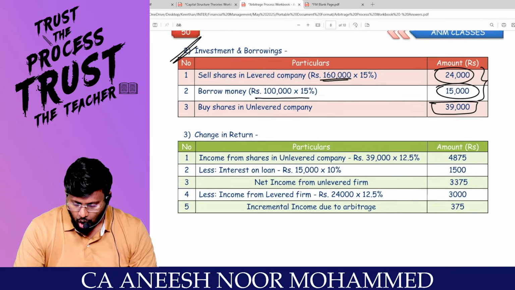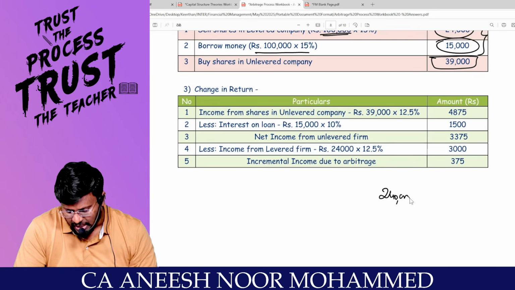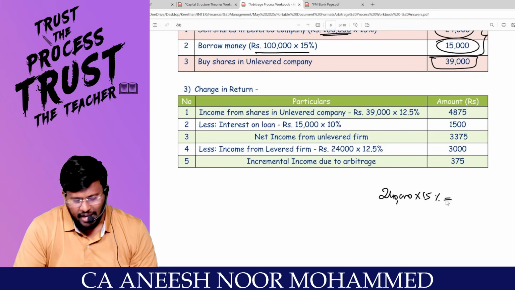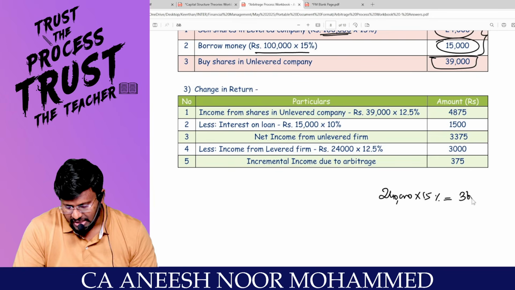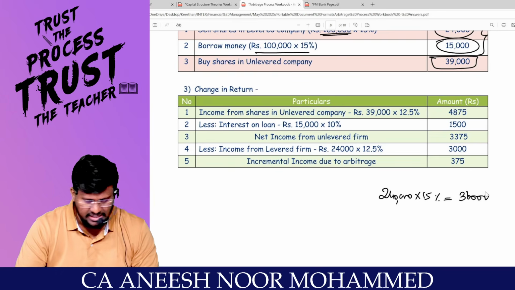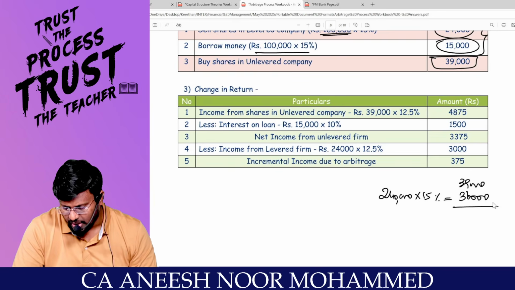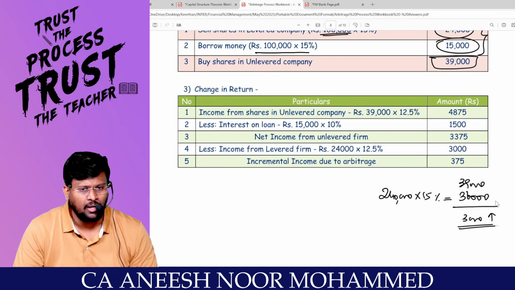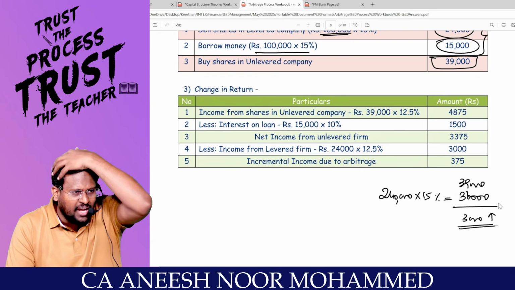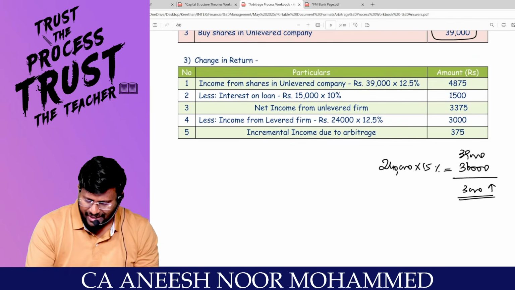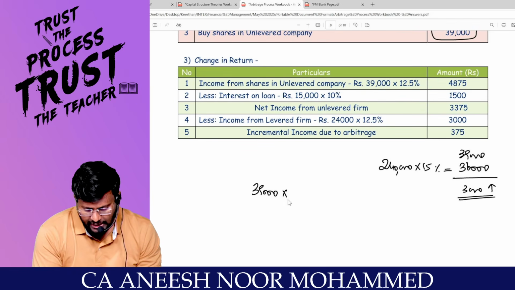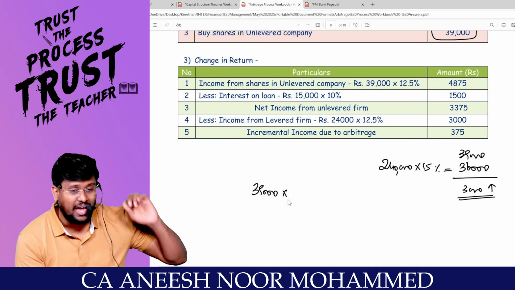Sir, actually, ideally, what is the value of the unlevered firm? 2,40,000. On that also you are going to invest 15%. So 2,40,000 into 15% comes to 36,000. But in place of 36,000, I am going to invest 39,000. That means 3,000 extra I am going to invest. For this 3,000 extra, I will get additional return. Are you all really with me? Now, my dear lovable students, I totally invested 39,000.